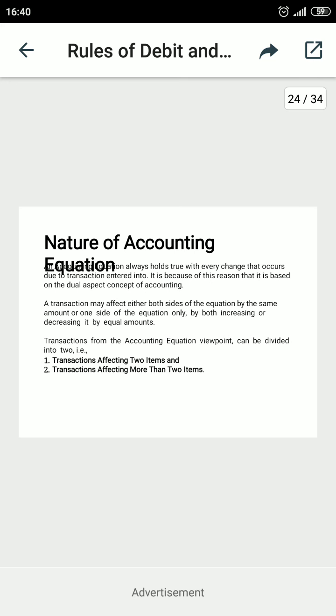Now, a transaction may affect either both sides of the equation by the same amount or one side of the equation only. So, both sides may increase, or both sides may decrease in equal amounts. Now, the transactions from the accounting equation can be divided into two parts. One is affecting two items, number two is affecting more than two items.